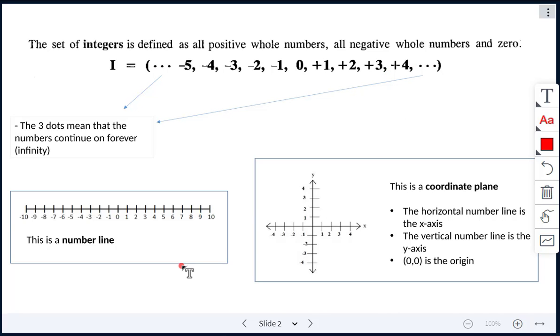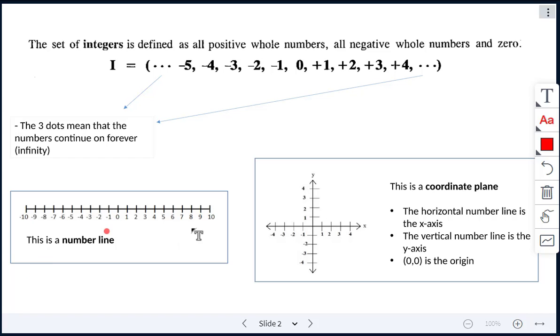Now we can show integers as well on a number line. Down here we see a number line. Again, we got 0. To the right of 0 we have our positive whole numbers, and on the left-hand side of 0 we have our negative whole numbers.